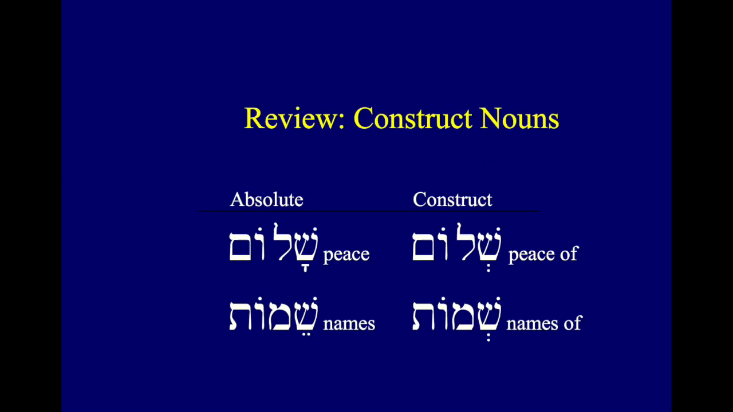Okay, so remember we have two forms of the infinitive. We have our absolute and we have our construct. Remember our construct nouns? Like this, shalom means peace, right? Shalom, peace. You might be able to see, actually, this is an infinitive absolute form that's been used as a noun, became a noun over time.